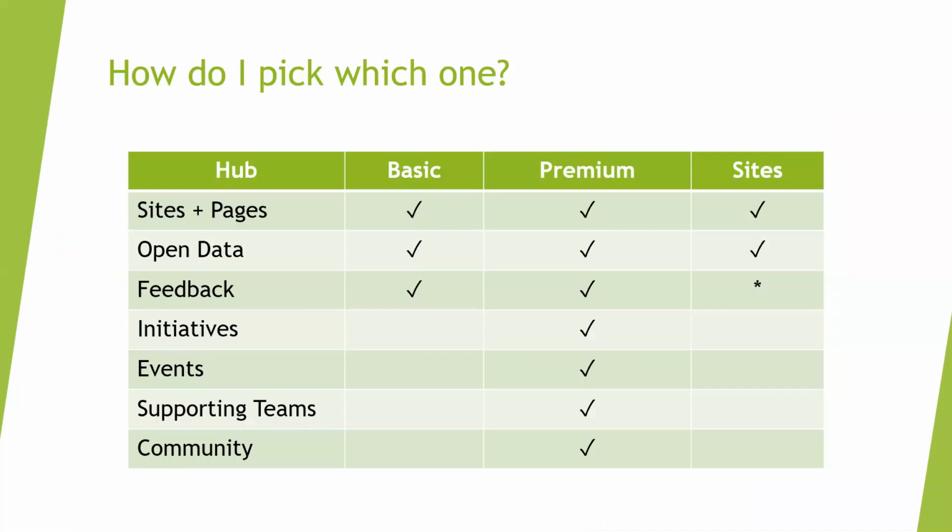Here's that table again from earlier, with sites added as an additional column. I do have an asterisk in the feedback section of sites because there are a couple of ways that you can do this. Not directly built into the site builder per se, but you could use things like Survey123, GeoForms, Web App Builder, and embed them into the pages to get that feedback.